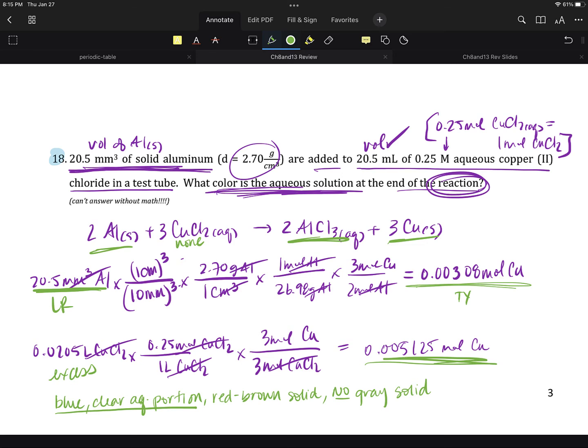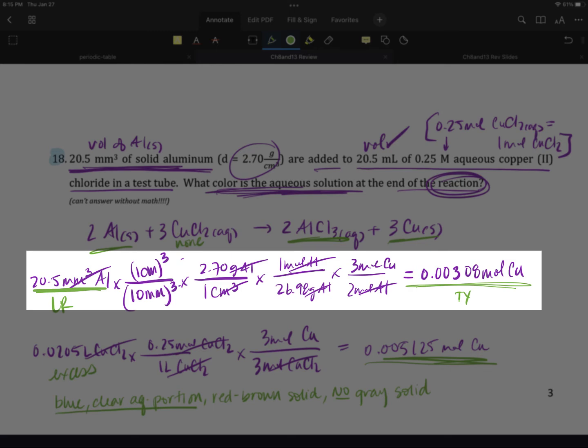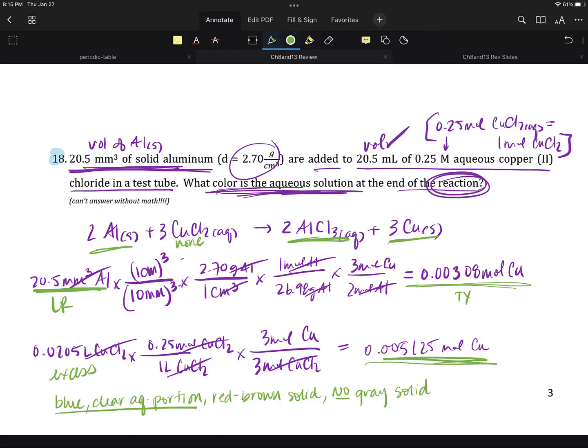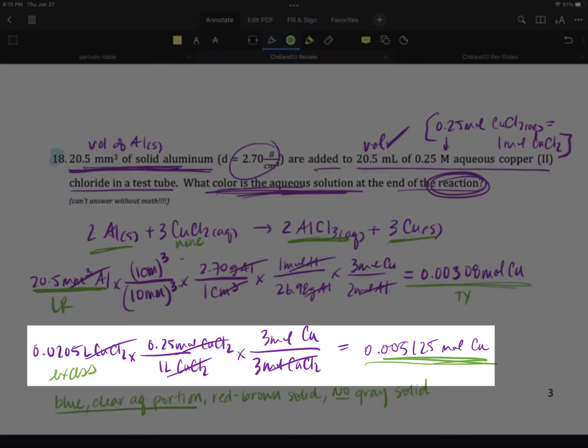So we start with our 20.5 millimeters cubed of aluminum, use the SI conversions, and then we cube them because we're talking about volume. Then we use the density to get to mass, we use molar mass to get to moles, and then I picked copper. You could pick aluminum chloride, it doesn't matter. And we can stop at moles because we simply need to know which is limiting and which is excess. And then I would start again with the amount of copper chloride that I have, use its molarity, and then do the mole ratio again.